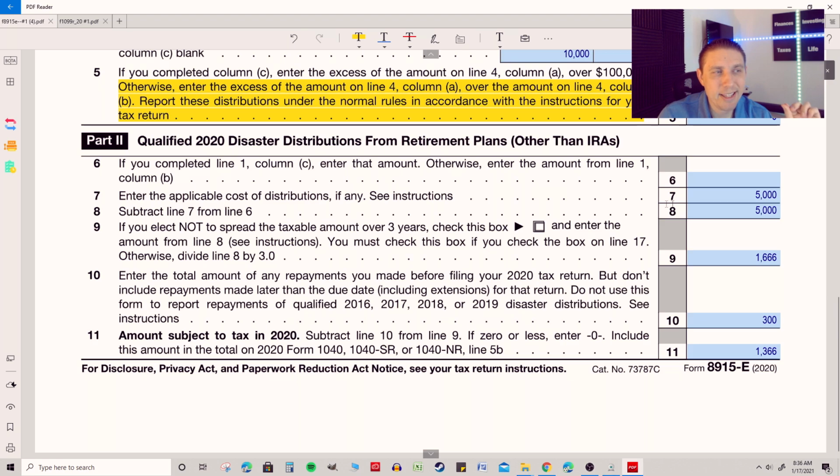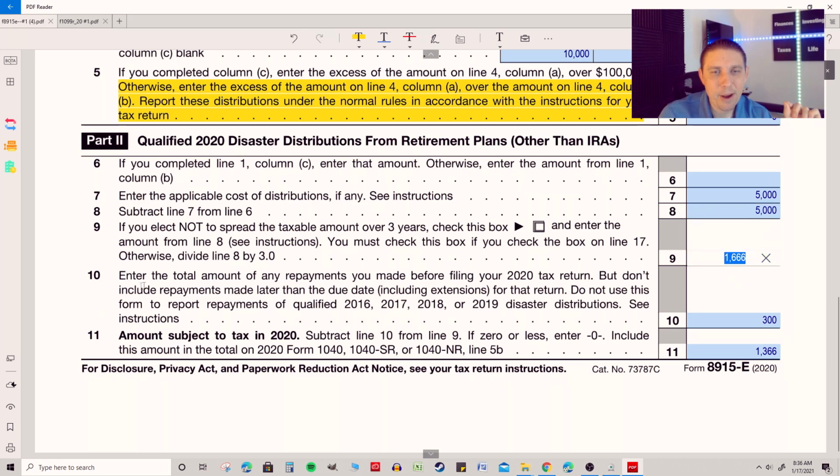It says subtract line 7 from line 6, and there's nothing on line 6, so right away we're at 5,000. It says if you elect not to spread the taxable amount over 3 years, check this box. We want to pay tax on this over 3 years, so we're not going to check this box. If you wanted to pay this all in the same year, you could. I covered that in my other video, but for this example, we're just going to keep moving forward. We're going to elect to pay this over 3 years instead of having all the money taxed on us in 2020. So you're going to take 5,000 divided by 3.